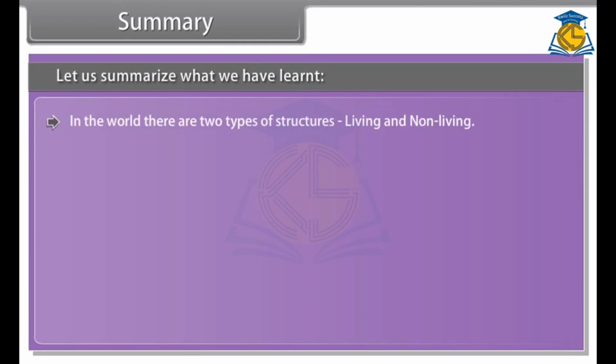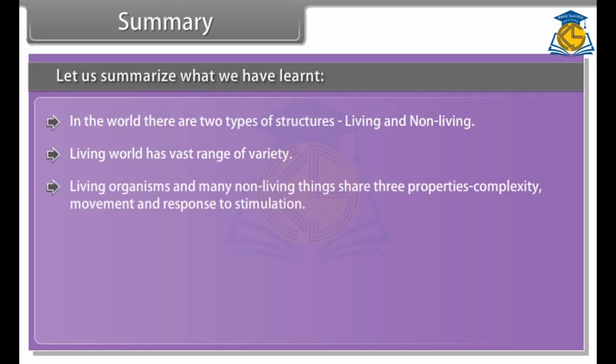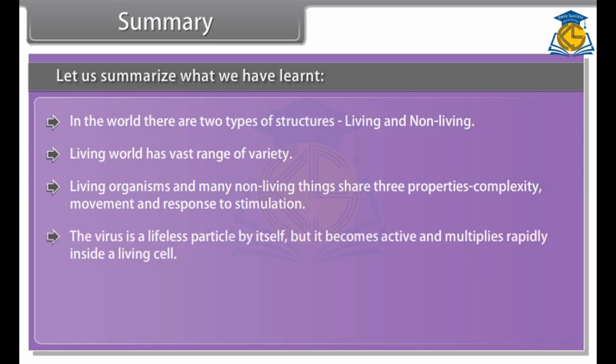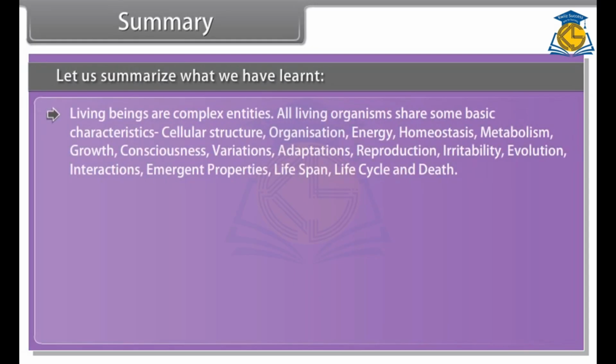In the world, there are two types of structures, living and non-living. Living world has vast range of variety. Living organisms and many non-living things share three properties: complexity, movement, and response to stimulation. The virus is a lifeless particle by itself, but it becomes active and multiplies rapidly inside a living cell. The smallest unit of life is cell, while the highest level of biological organization is biosphere. Living beings are complex entities.